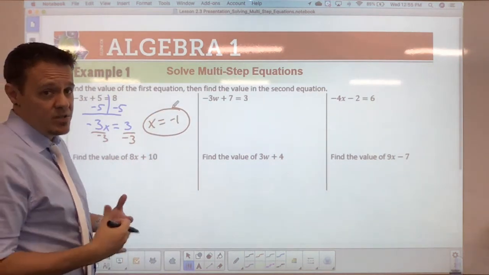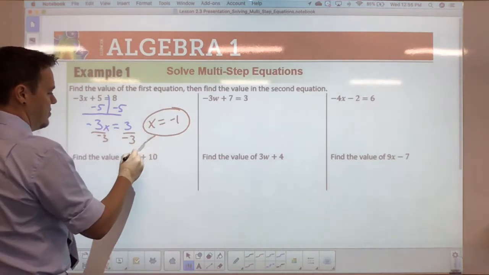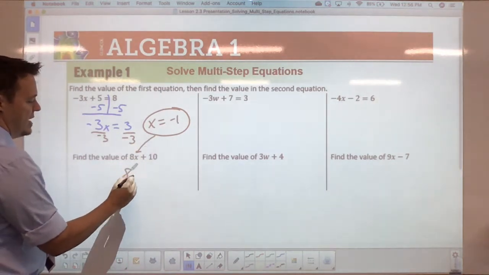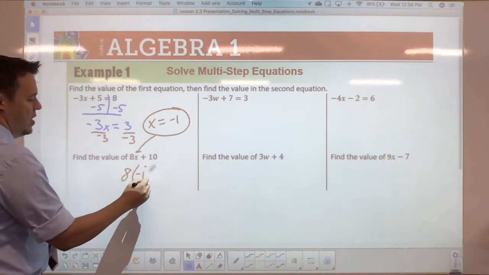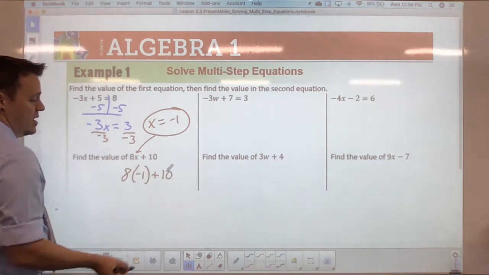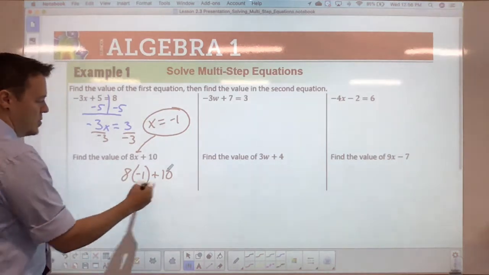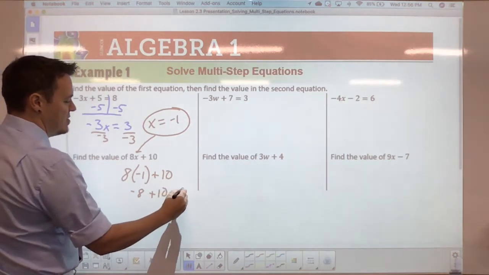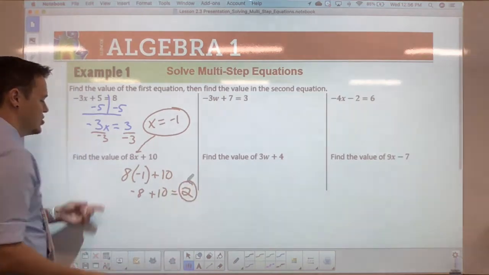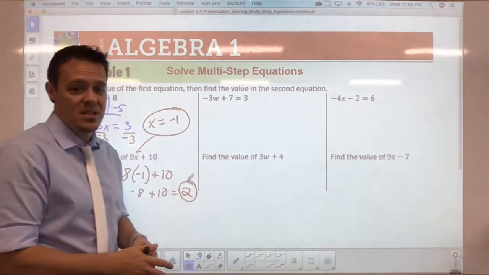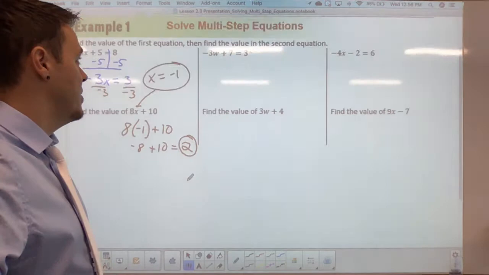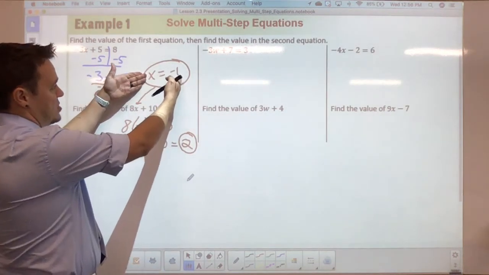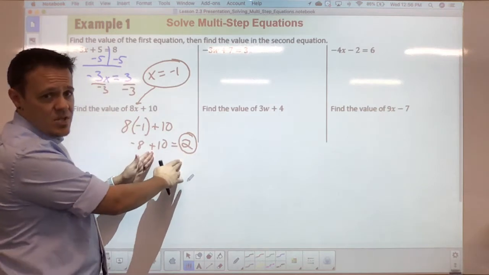But now, here's the second part. You take this negative 1 and plug it in right there. And so what you would do now is have 8 times negative 1 plus 10, right? And then you would solve that out. So you would put this in, that'd be negative 8 plus 10, and so the value of the second equation is 2, all right? So that's how you would do this. It's a really cool thing because it challenges you guys and tests you to see, okay, I found one answer, but now I need to find a second equation as well.